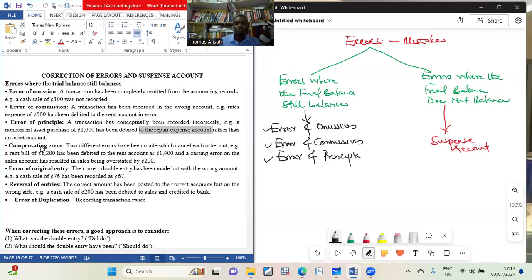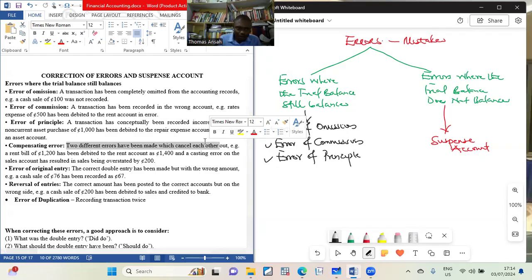And sometimes, most importantly, you realize that the double entry principle is flouted. So instead of, let's say, debiting what comes in and crediting what goes out, you are rather debiting what goes out and crediting what comes in. So that is that. Then we have compensating errors. You see, we have two different errors that have been made, which cancel out each other. All right, there is an error, but the errors compensate themselves.